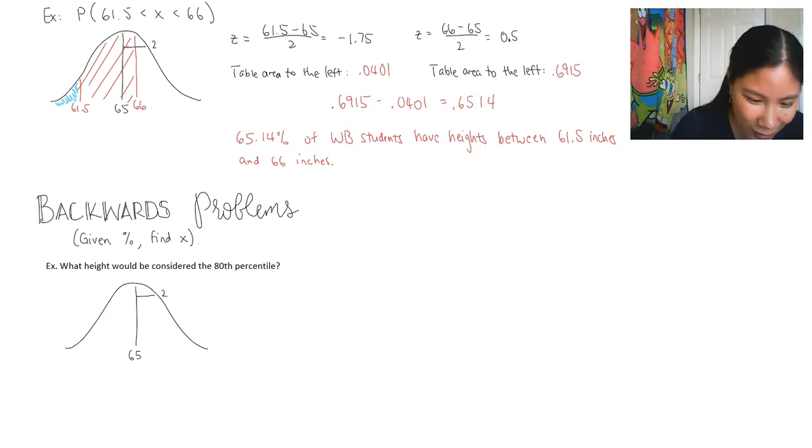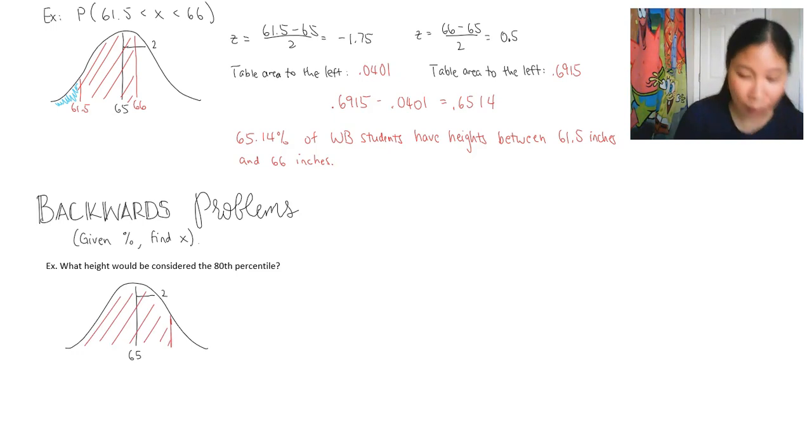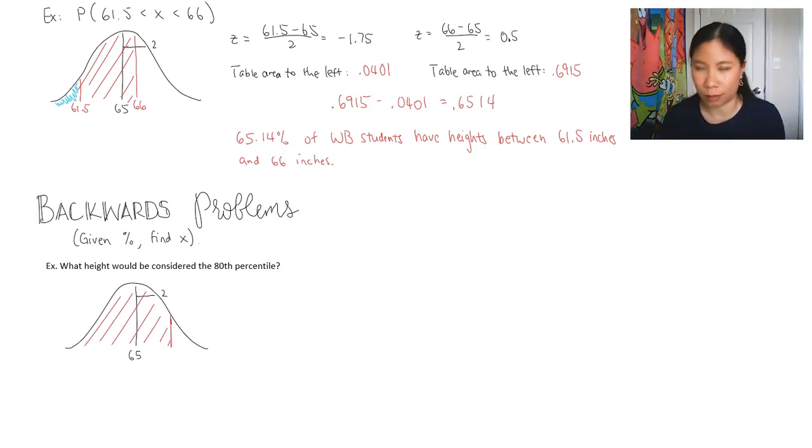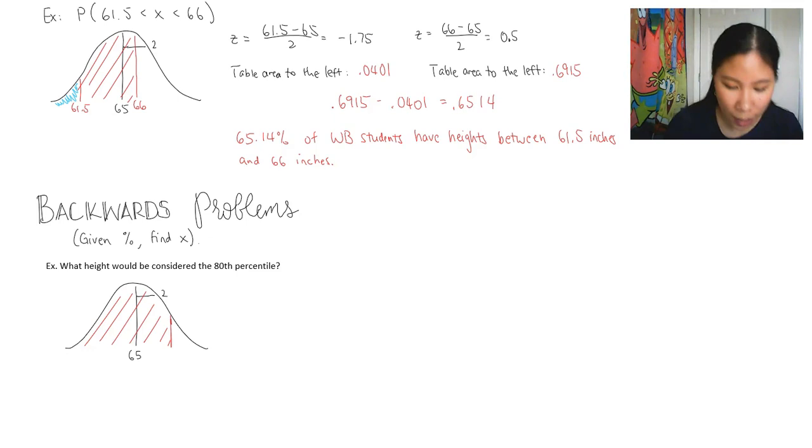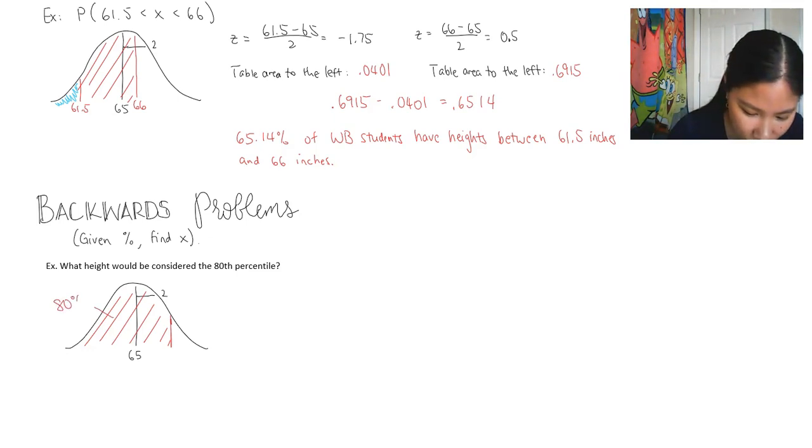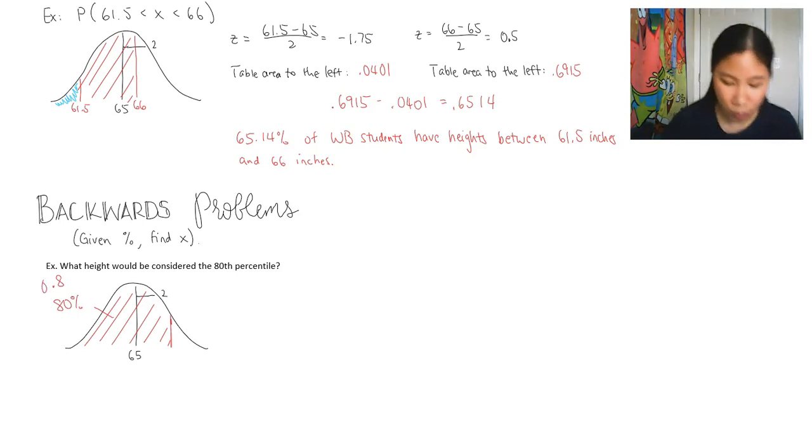So I'm going to take my picture and shade as close to 80% as possible. 80% below you means that you're going to be shading to the left, because those are all the heights that are less than you. I'm just going to call that 80% or 0.8, however you want to write it. Basically, we are solving for that x value right there. We don't know what height that is because that's what we're trying to find. So we're going to use our tables backwards.